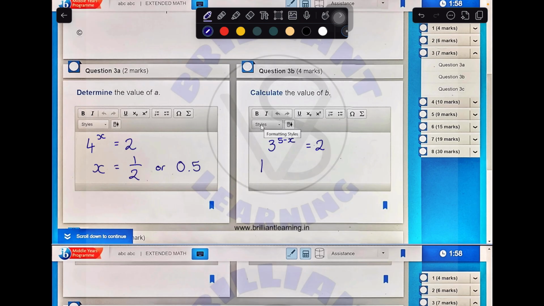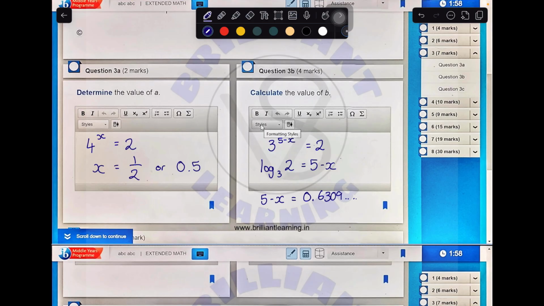So log base 3 of 2 is going to be equal to 5 minus x. So 5 minus x is going to be equal to 0.63. Okay, 5 minus x is equal to 0.6309.